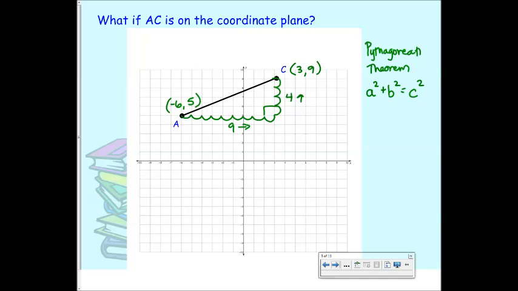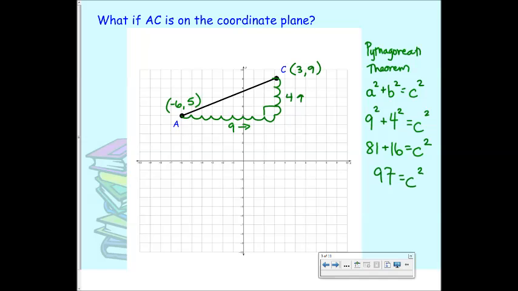So we can use the Pythagorean theorem to figure out AC, because if I count this, I know how long A is and how long B is. So to figure out C, I would just do 9 squared plus 4 squared equals c squared. Well, what's 9 squared? And what's 4 squared? 81 and 16. So then what would I do? Add those two, which gives me 97 equals c squared.